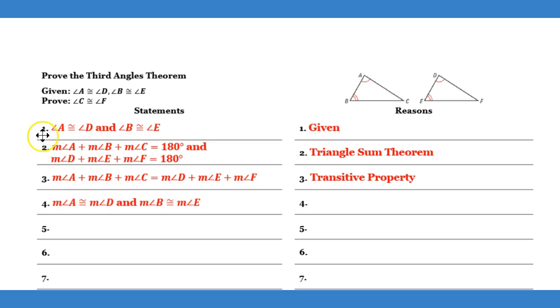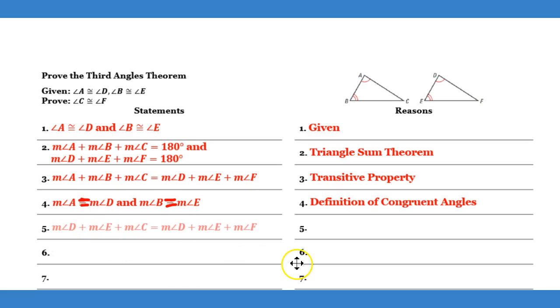Now, coming from step 1, these are congruent, and my definition of congruent angles tells me that the measure of angle A must be equal to, sorry, that's a typo, this should be an equal sign, not a congruent sign, equal. And the measure of angle B is equal to the measure of angle E. That's the definition of congruent angles.